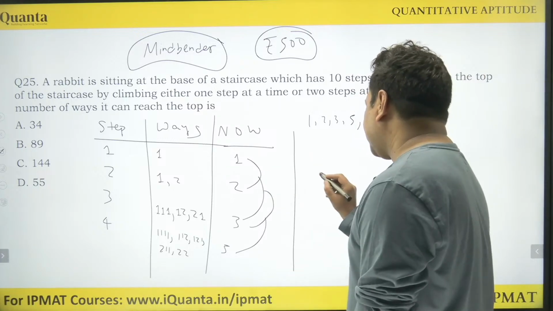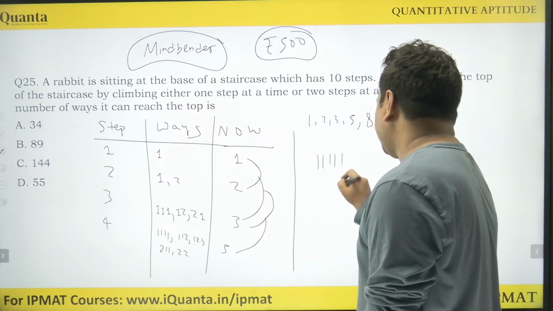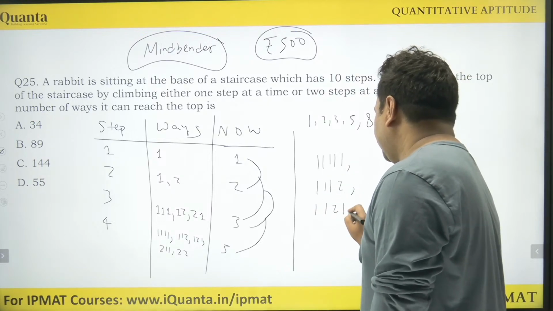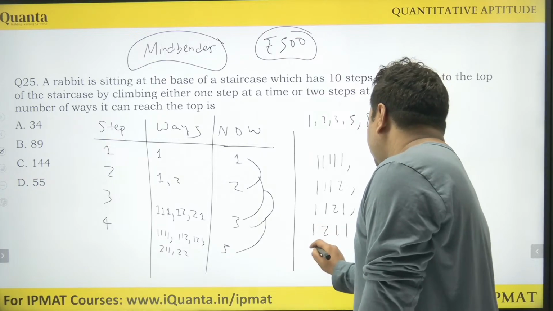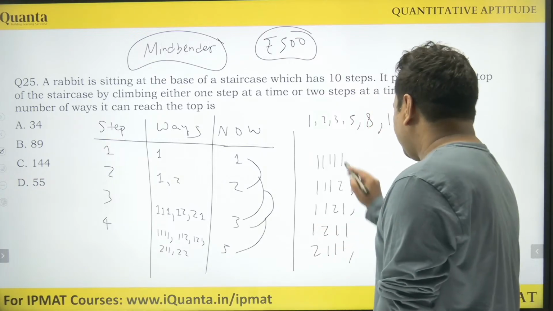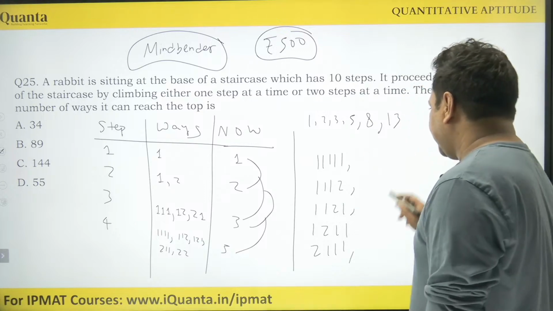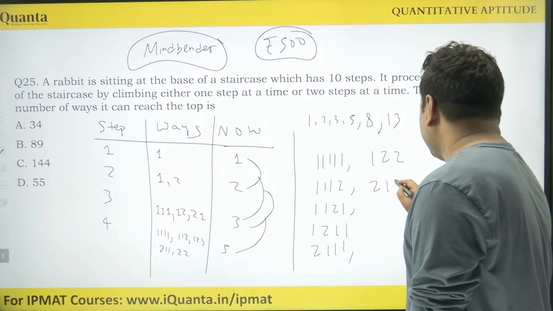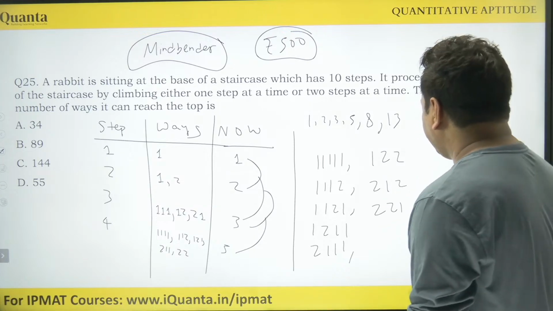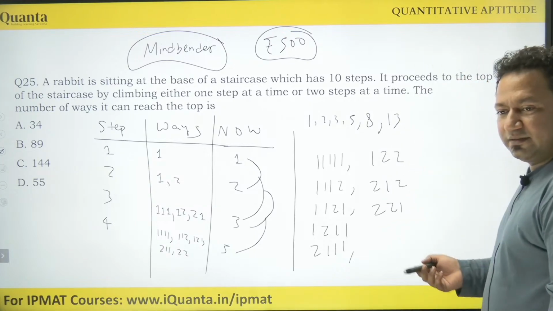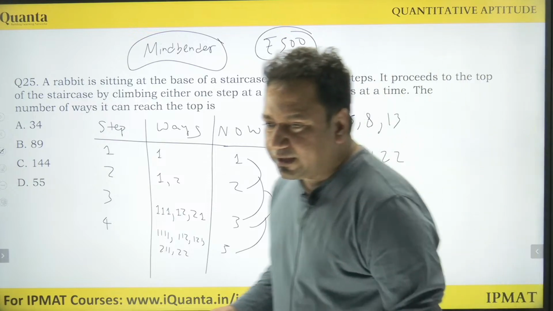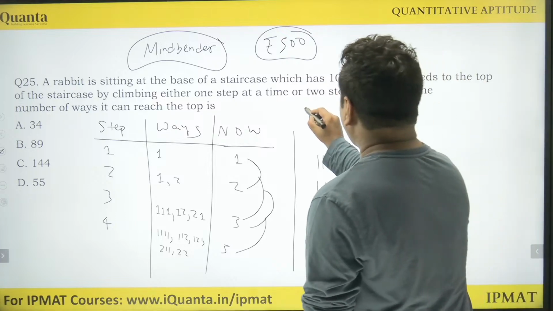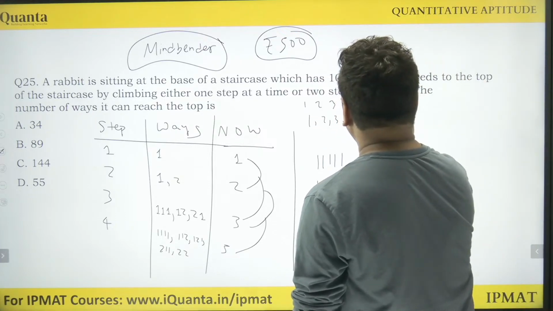So when there are 5 steps, you can have 1, 1, 1, 1, 1. One way, 1, 1, 1, 2. 1, 1, 2, 1. 1, 2, 1, 1. 2, 1, 1, 1. Okay? 1, 2, 3, 4, 5 here. Then we can have 1, 2, 2. 2, 1, 2. 2, 2, 1. Oh, total 8 ways are there. So the earlier two get added up. 1, 2, 3, 4, 5, 6.